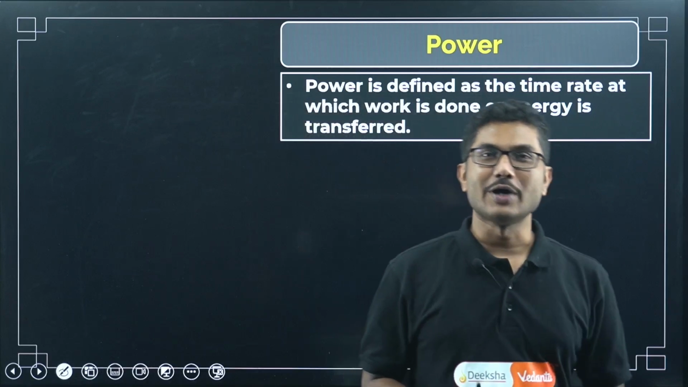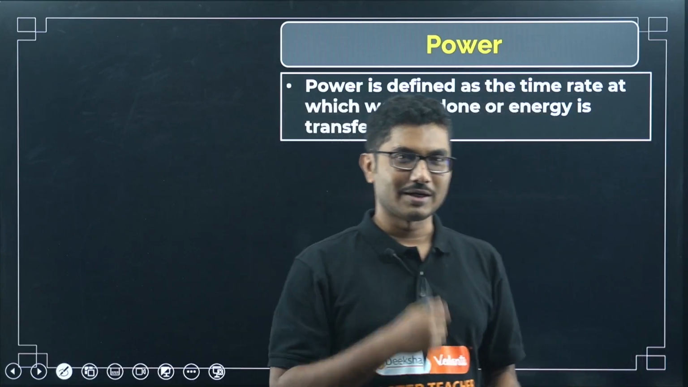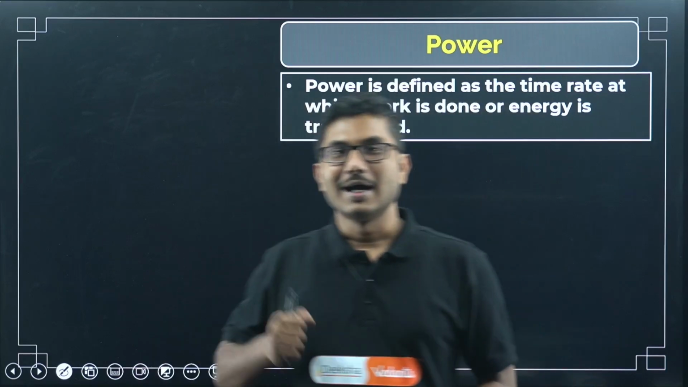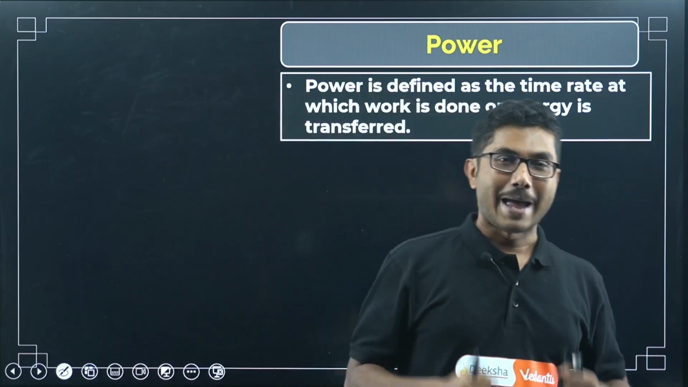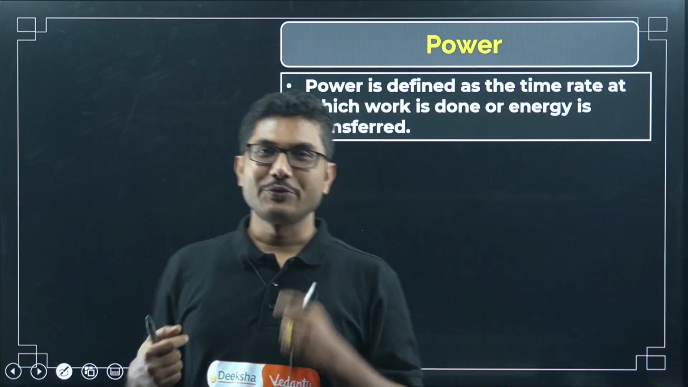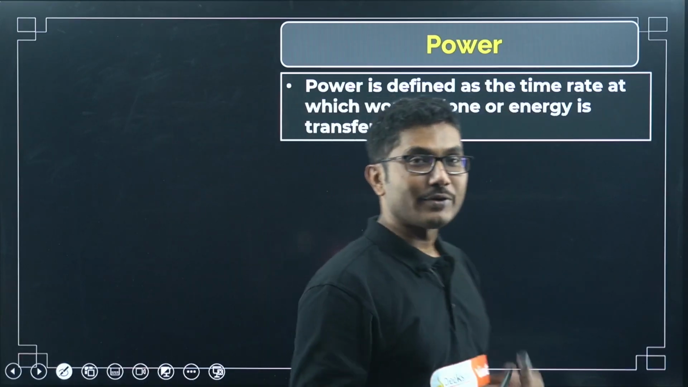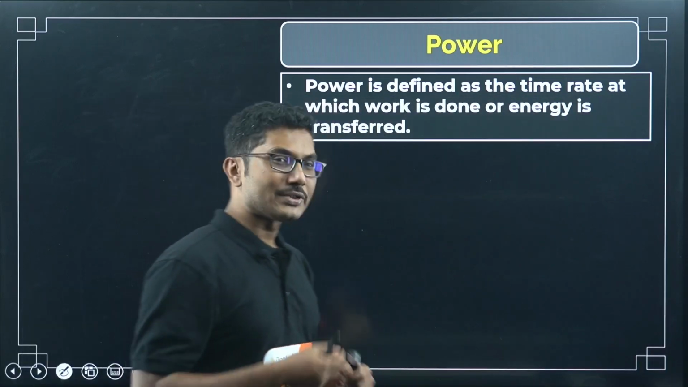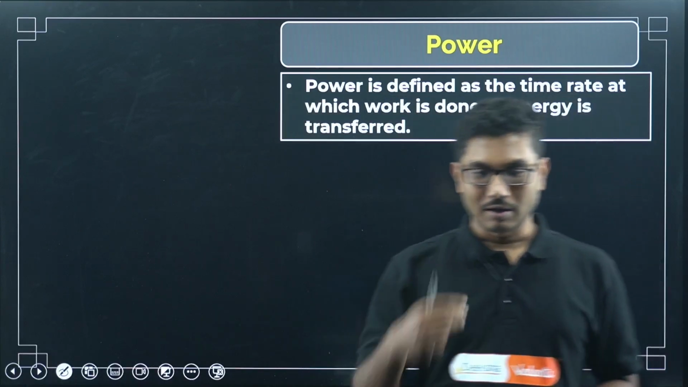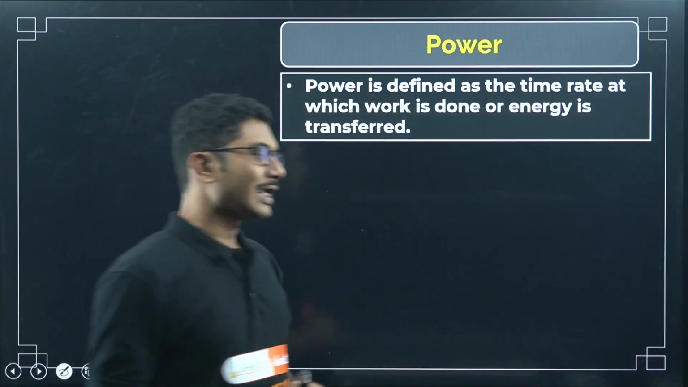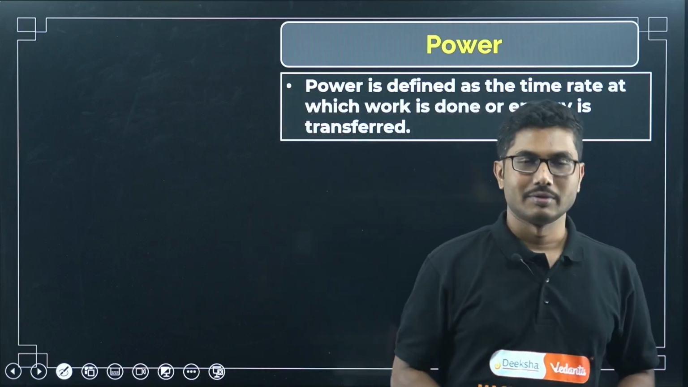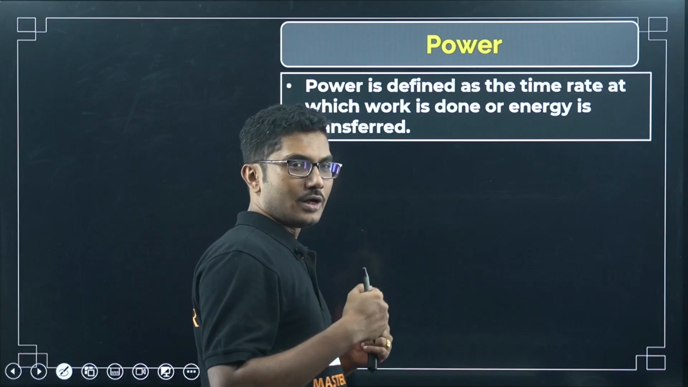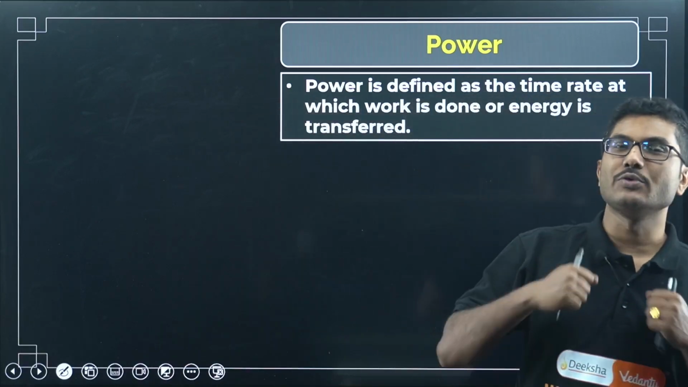Suppose you are lifting water from a well, or you are climbing up the stairs with your backpack. If you are carrying some heavy weight in your bag and climbing the stairs, definitely you are doing some work. Now, how fast can you climb? You can climb from the ground floor to the third floor in, say, 10 minutes. Someone can climb in 2 minutes. So he will be much faster than you, and he will have much more power than you. So power is basically how fast you can do the work.